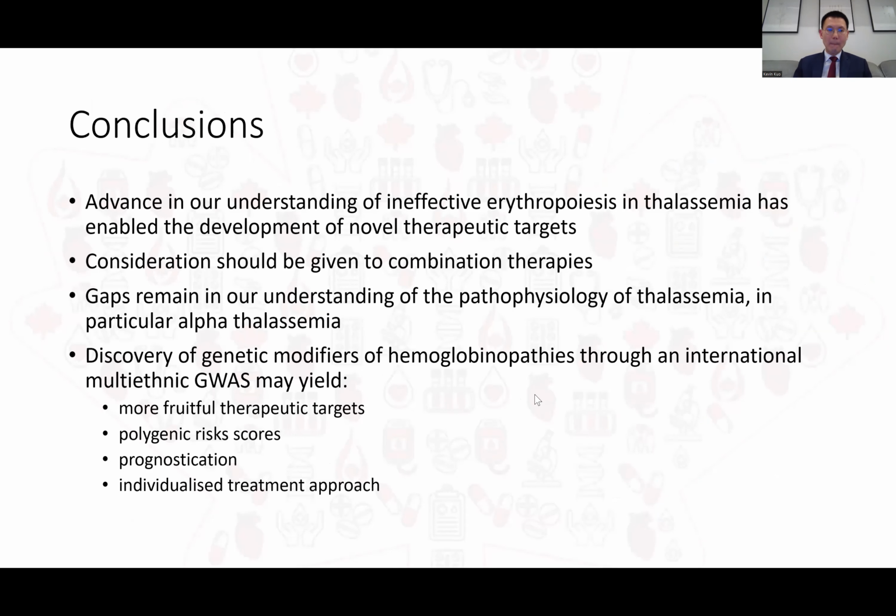In conclusion, advances in our understanding of ineffective erythropoiesis in thalassemia have enabled the development of novel therapeutic targets. Consideration should be given to combination therapies. Gaps remain in our understanding of the pathophysiology of thalassemia, and in particular, alpha thalassemia. The discovery of genetic modifiers of hemoglobinopathies through an international multi-ethnic GWAS may yield more fruitful therapeutic targets, perhaps construction of polygenic risk scores for our patients for prognostication purposes, as well as an individualized treatment approach.